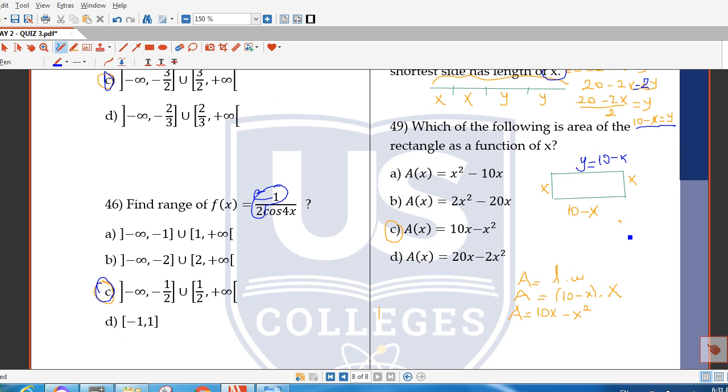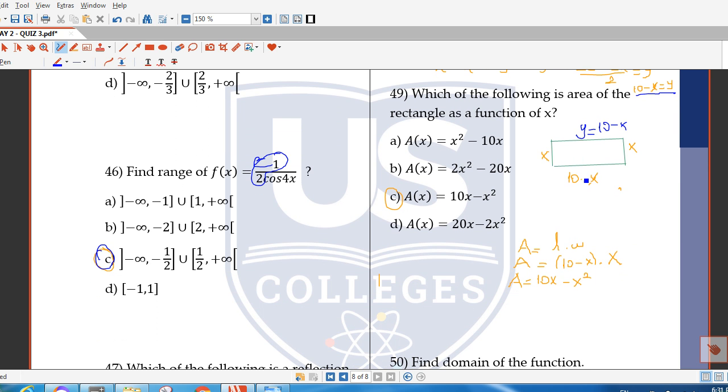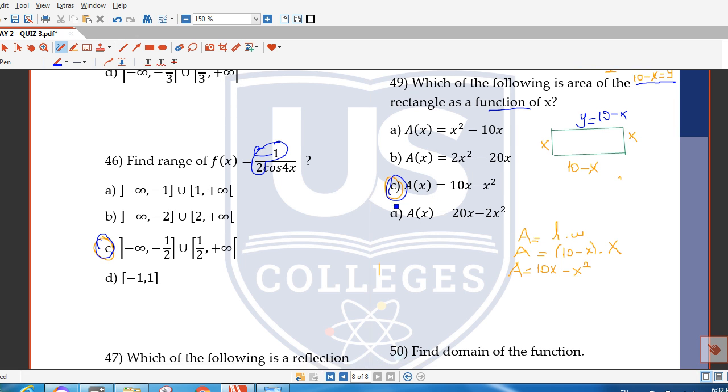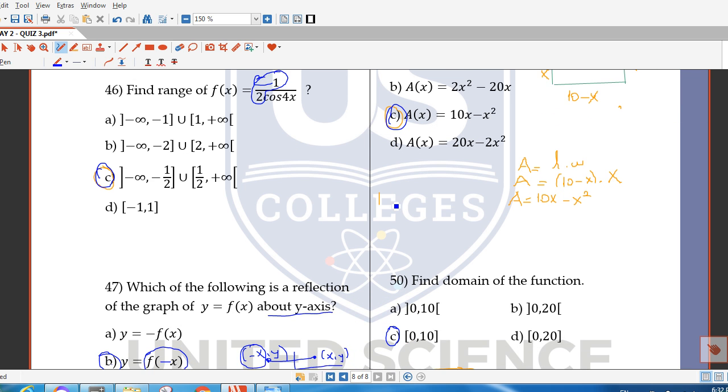After knowing the length and width, we can write the area as a function of x. The area of a rectangle is the product of the dimensions. 10 minus x is the length, x is the width, and if we multiply, 10x minus x squared will be the area function. By using the same function, we are going to find the domain.